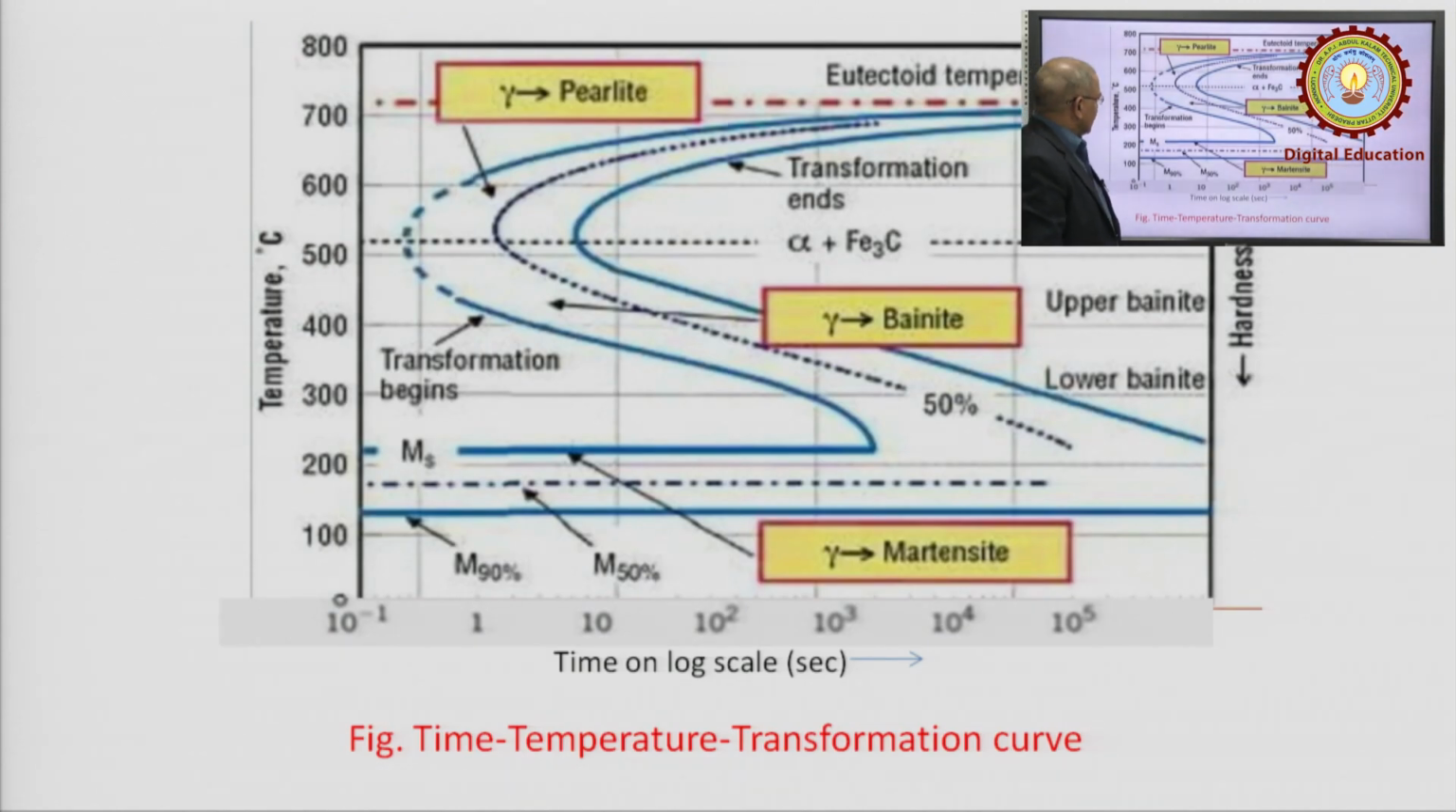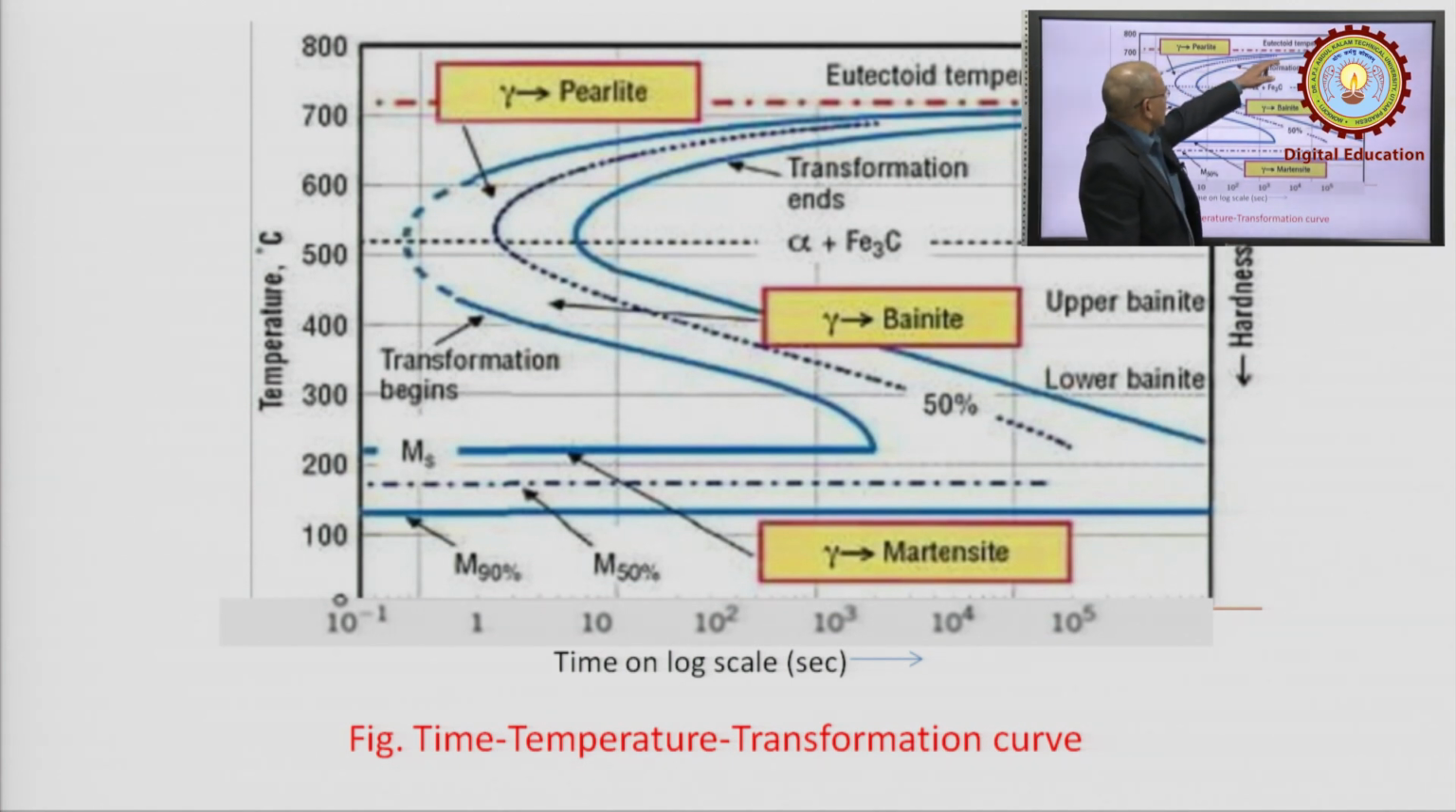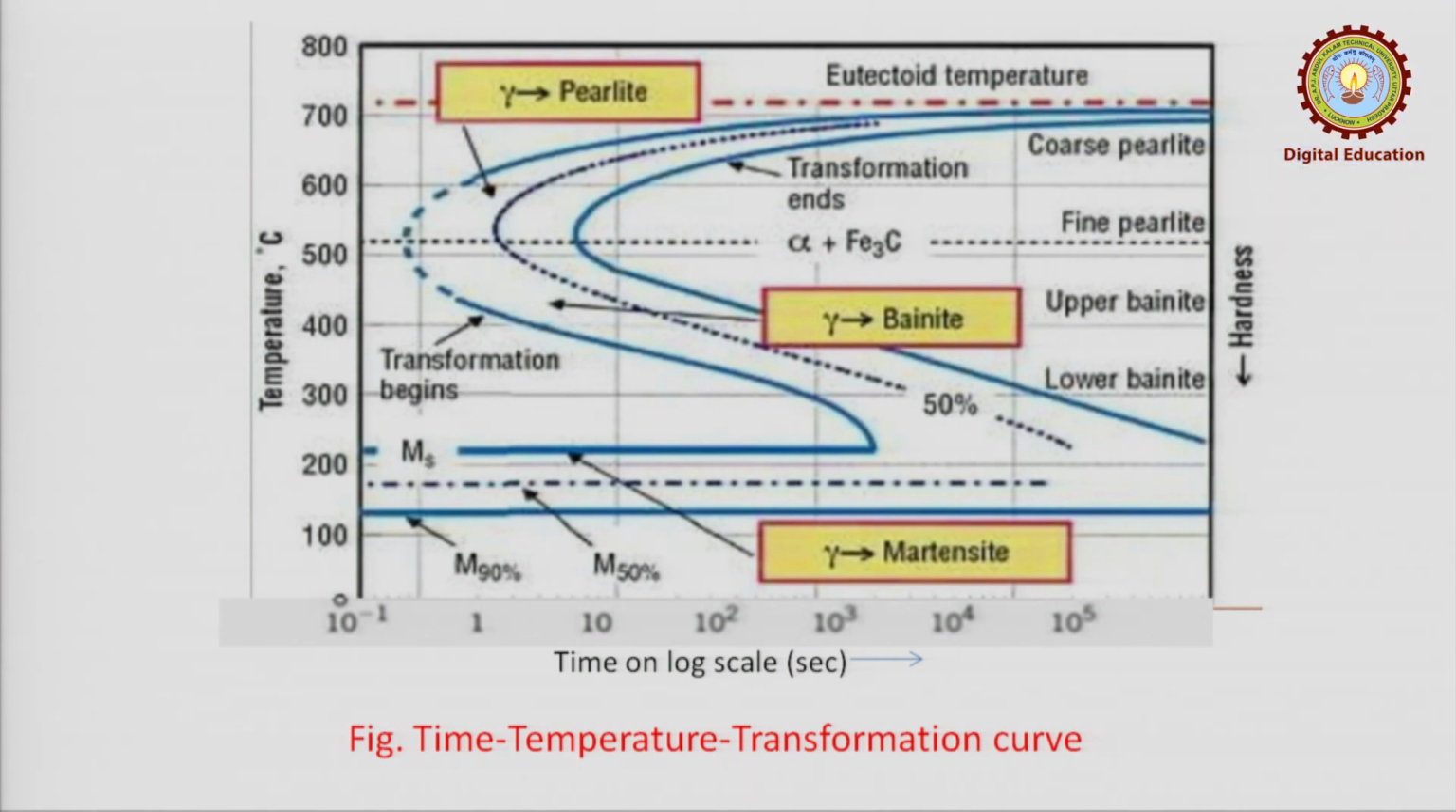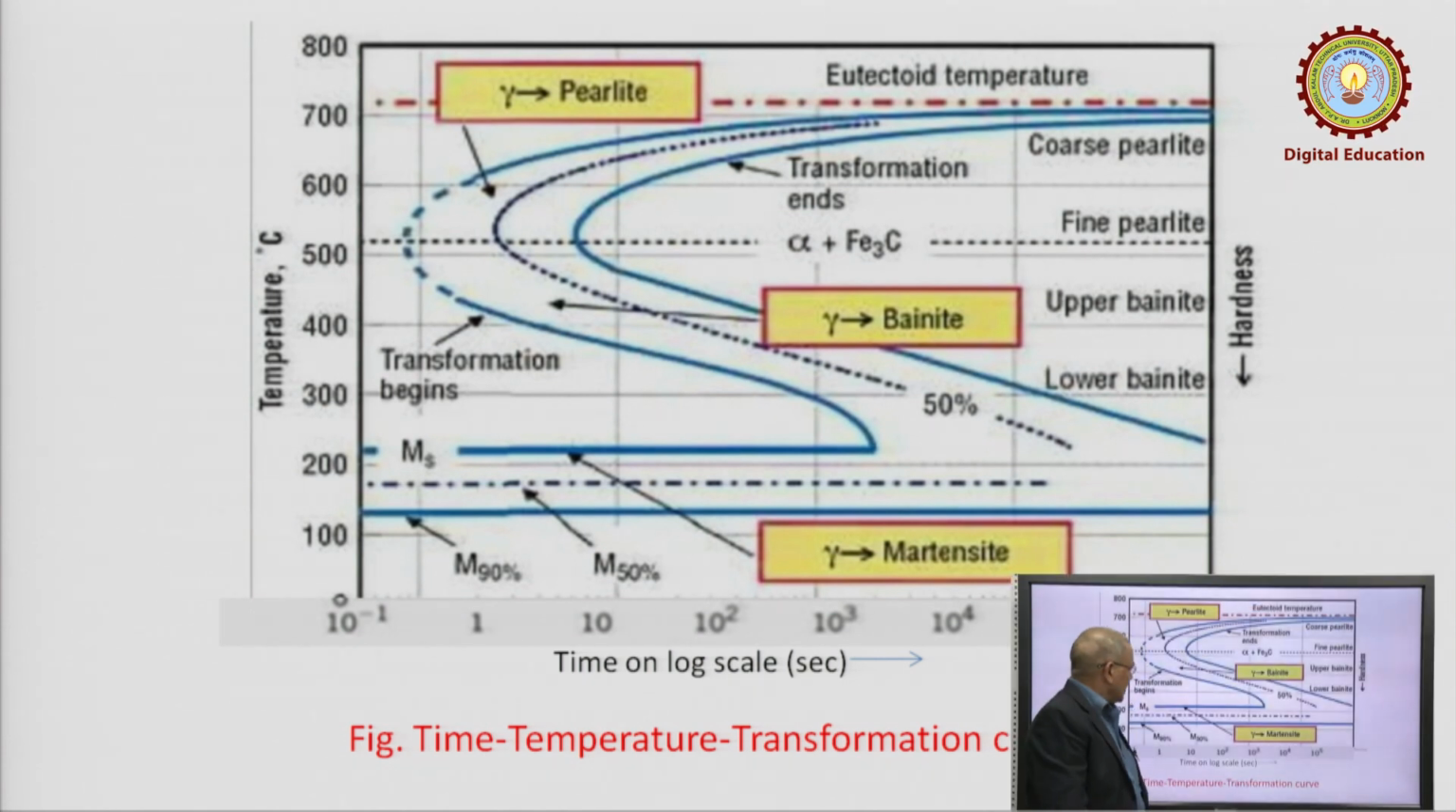This is another very important diagram, the time temperature transformation curve. This is also referred to as the S curve or C curve, because the shape of the first curve you see looks like an S and the second one looks like a C. So it is referred to as S curve or C curve. On the y axis we have the temperature, and on the x axis we have the time. This time is in seconds and it is on a log scale.